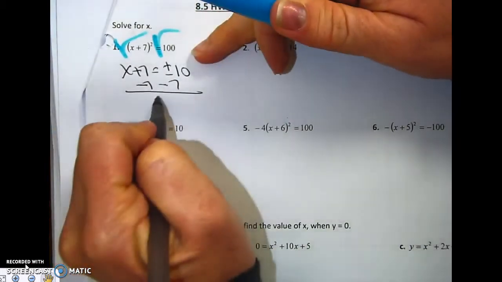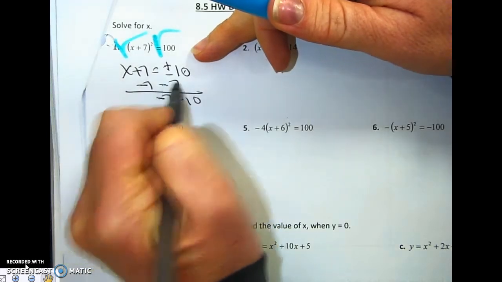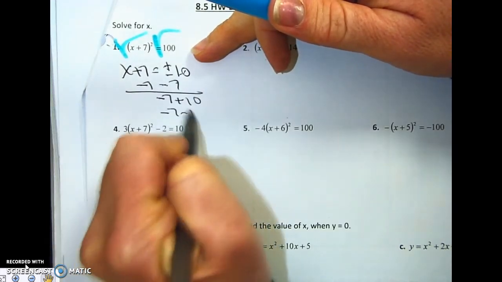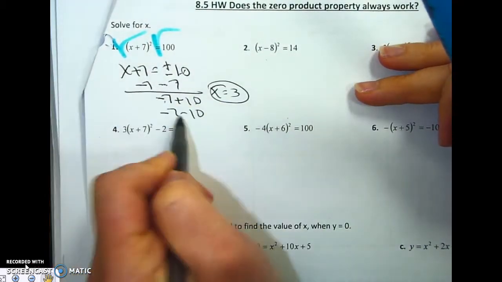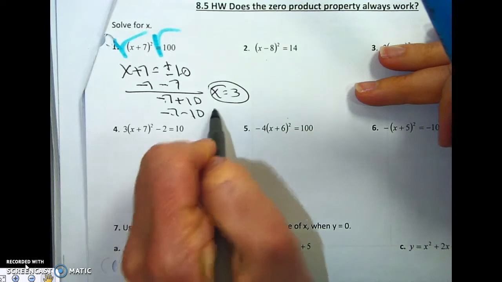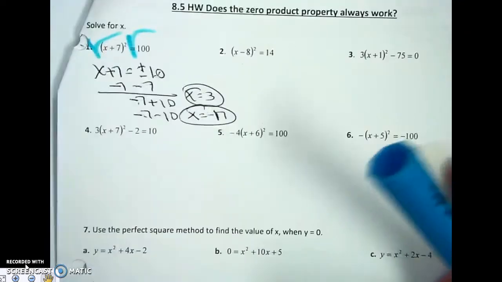That means it can be written as negative 7 plus 10 or negative 7 minus 10. Negative 7 plus 10 is 3. Negative 7 minus 10 is negative 17. You can use your calculator for that. Let's try the next one.